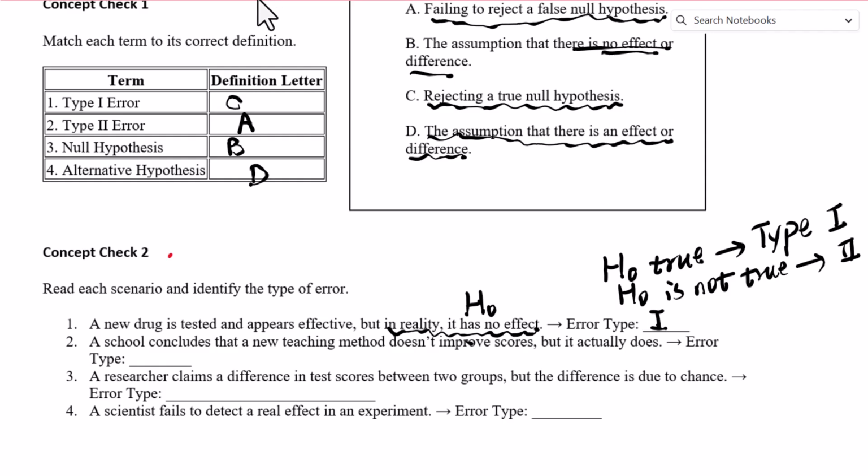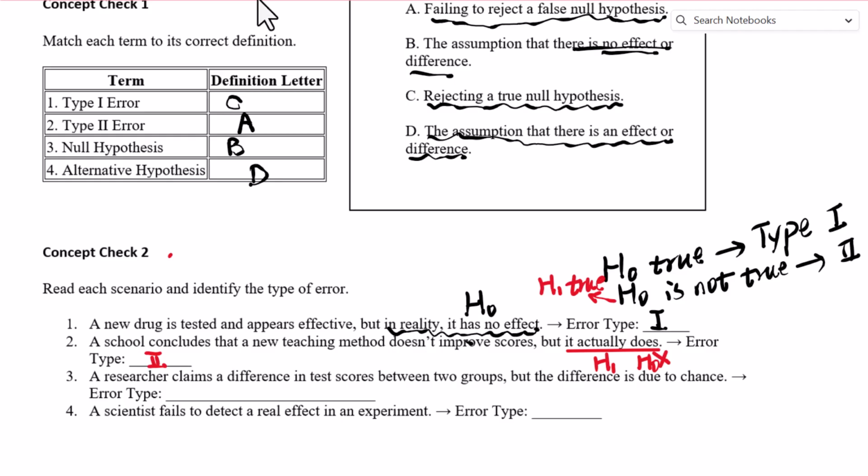Question 2. A school concludes that a new teaching method doesn't improve scores, but it actually does. H0 is not true means H1 is true. It actually does means H1 is true and H0 is not true. So this is error type 2.